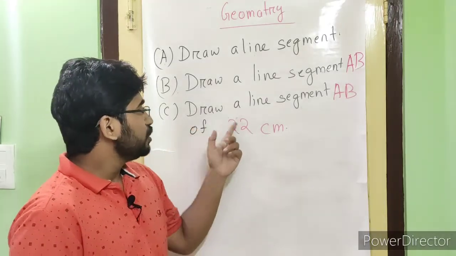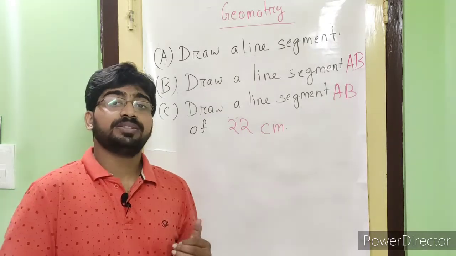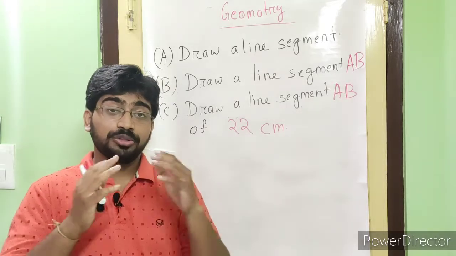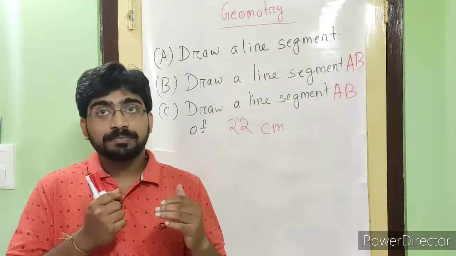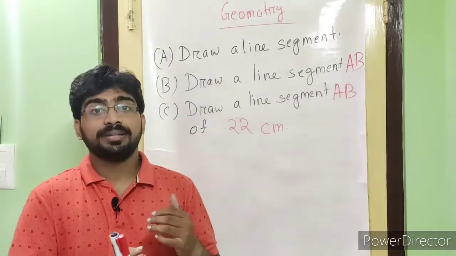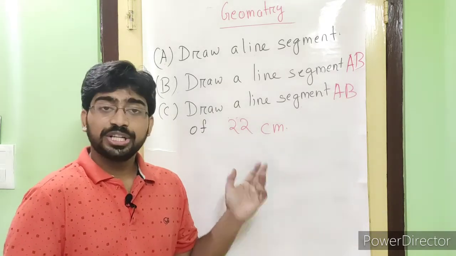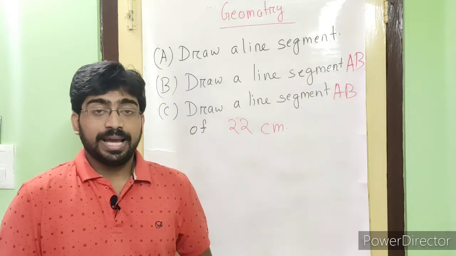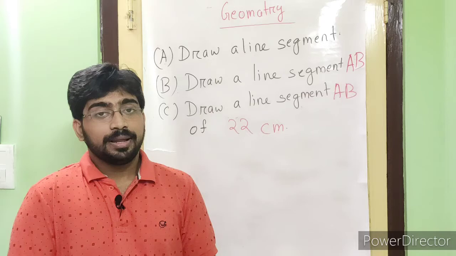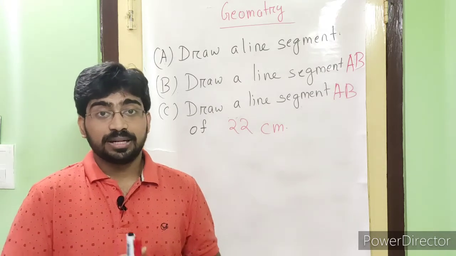In question number 3, draw a line segment AB of 22 centimeter. In question number 3, all the conditions are there. You need to draw a line segment with the length which has been given by the question setters or by the teacher. Your teacher will give you a particular length, and with that length only you can draw the line segment. Otherwise the marks will be deducted.